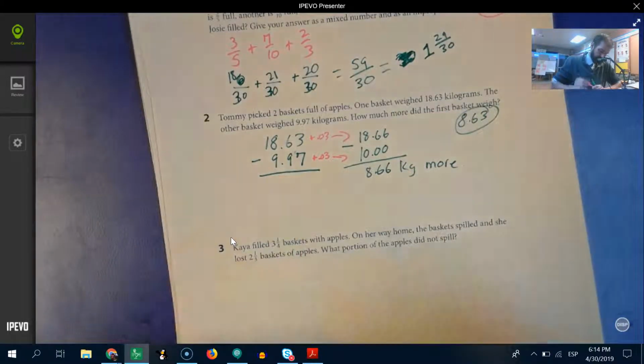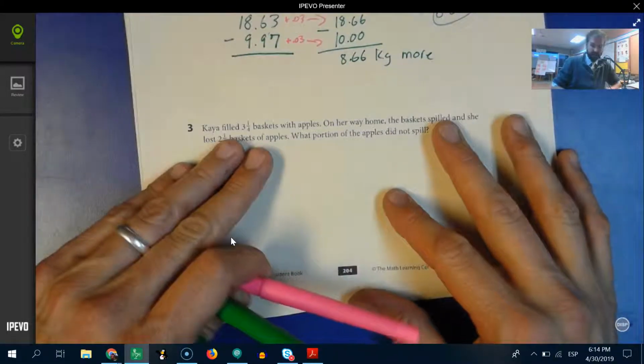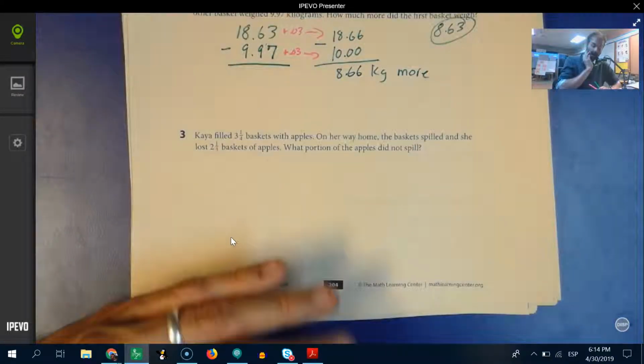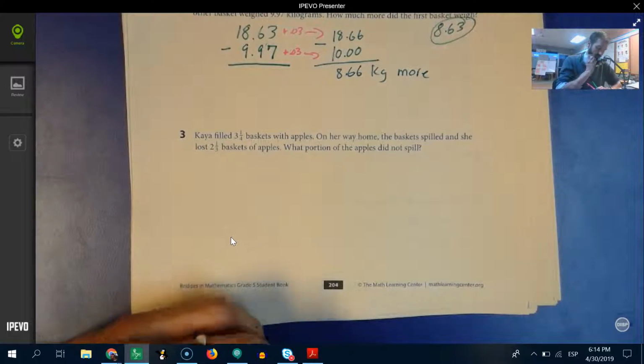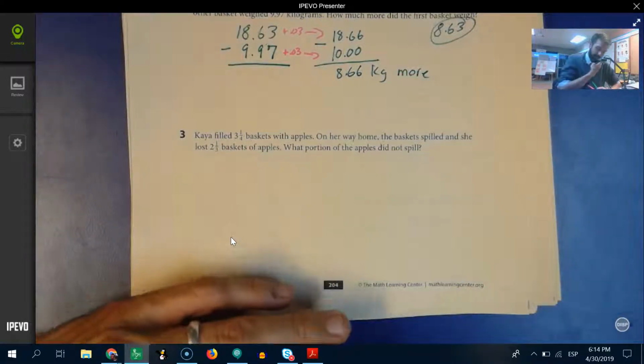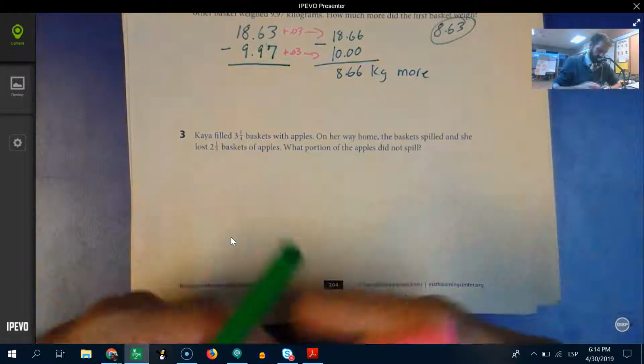All right. Kaya filled 3 1/4 baskets with apples. A lot of apple stuff going on. On her way home, the basket spilled and she lost 2 1/3 baskets of apples. What? Why? Where'd they go? What portion of the apples did not spill?